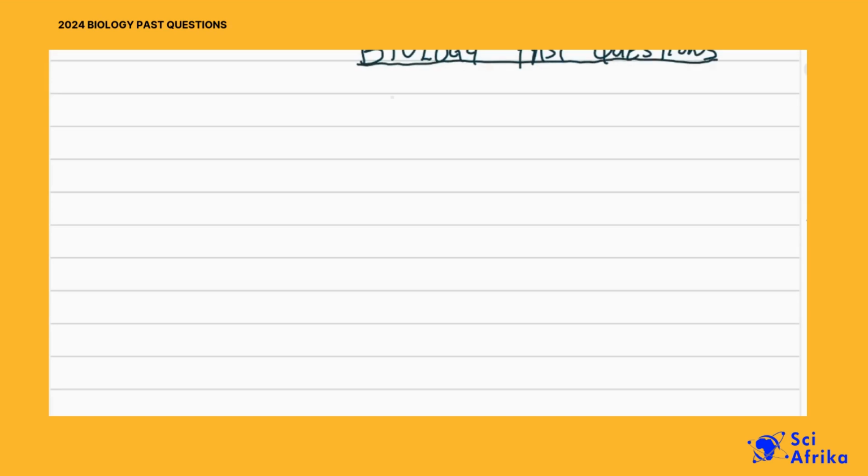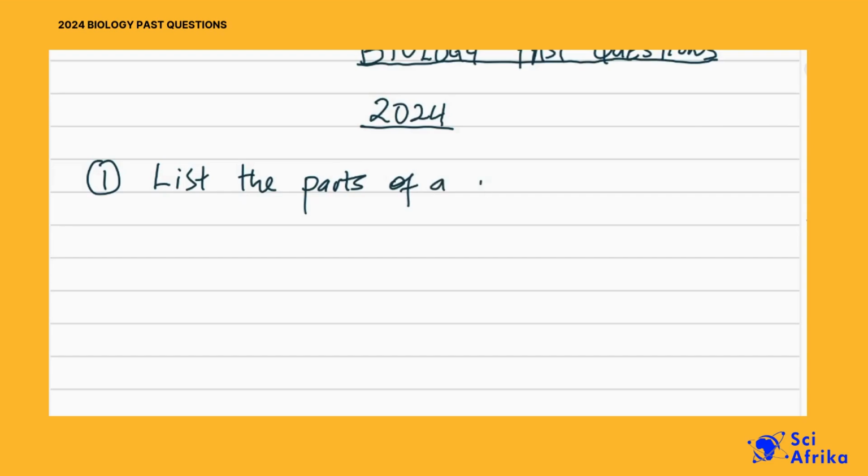Our focus today is on 2024. So the first question is asking us to list the parts of a nephron and state its uses. So this is a very important part of biology and a very simple question to answer.